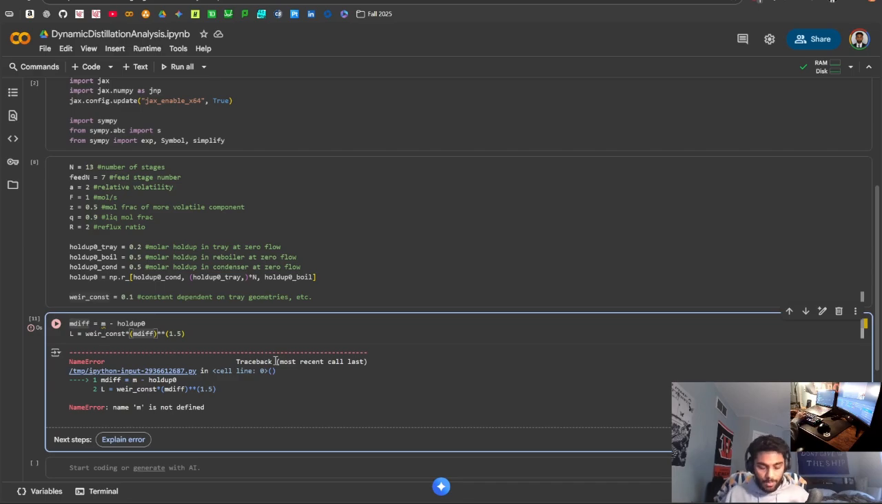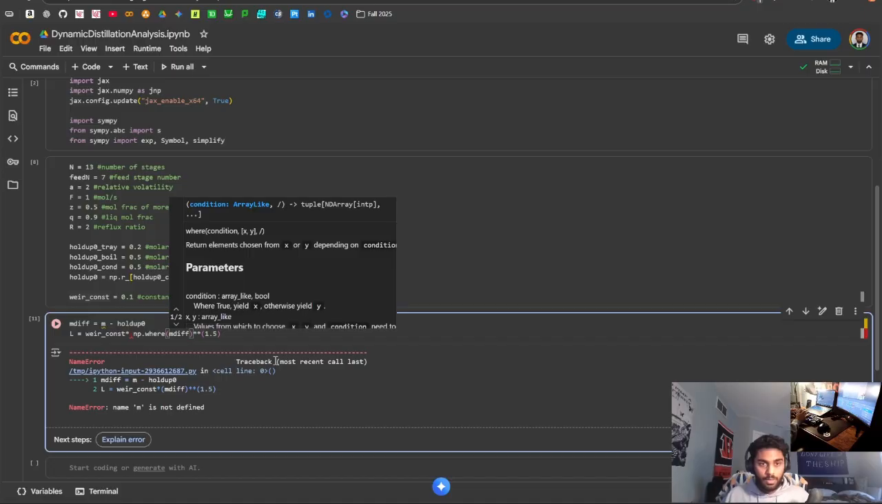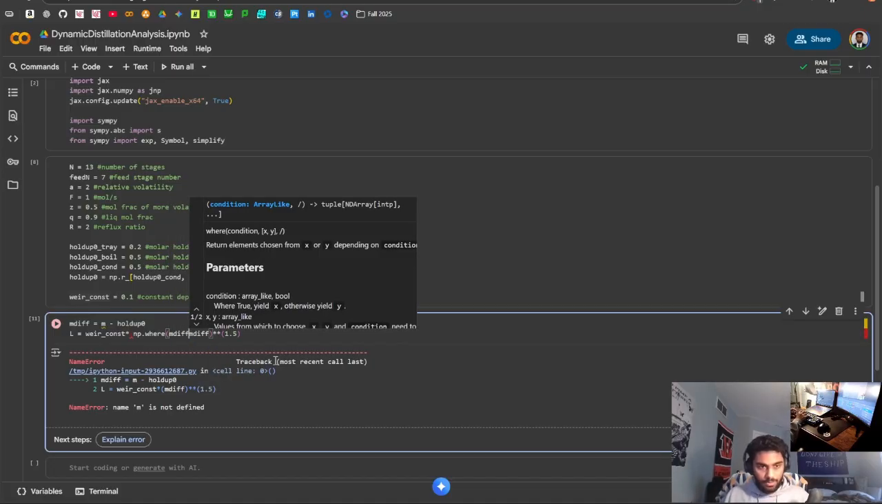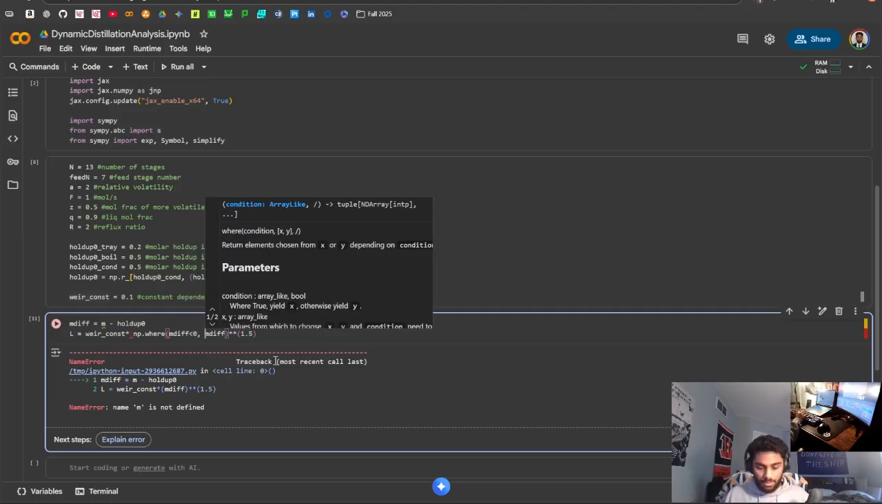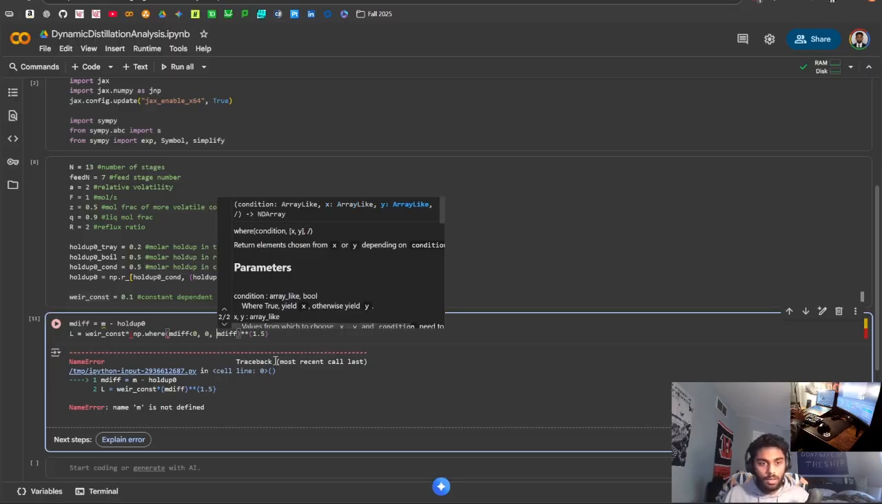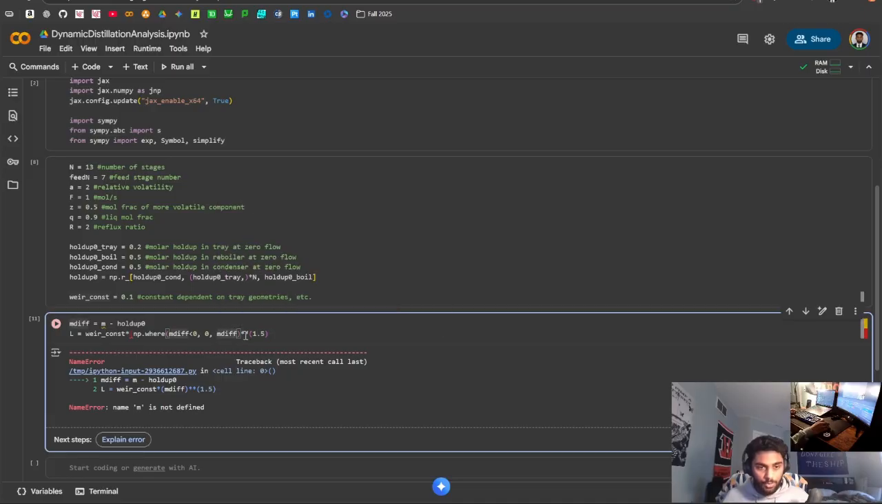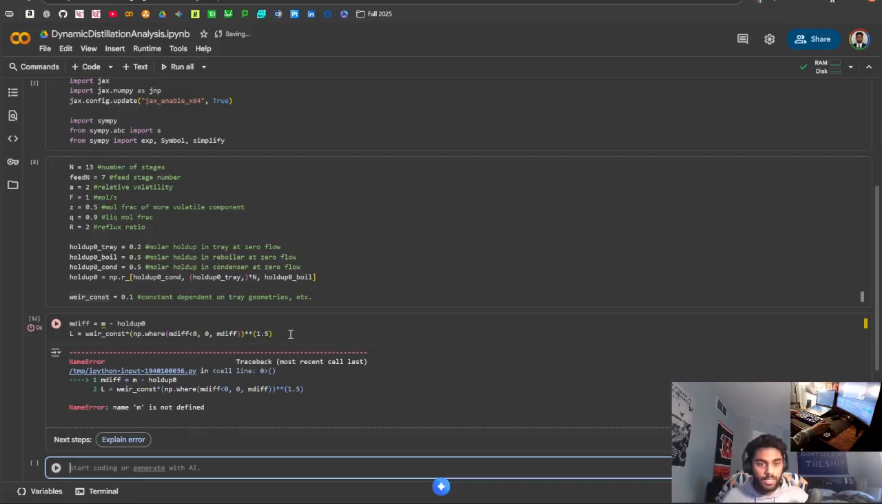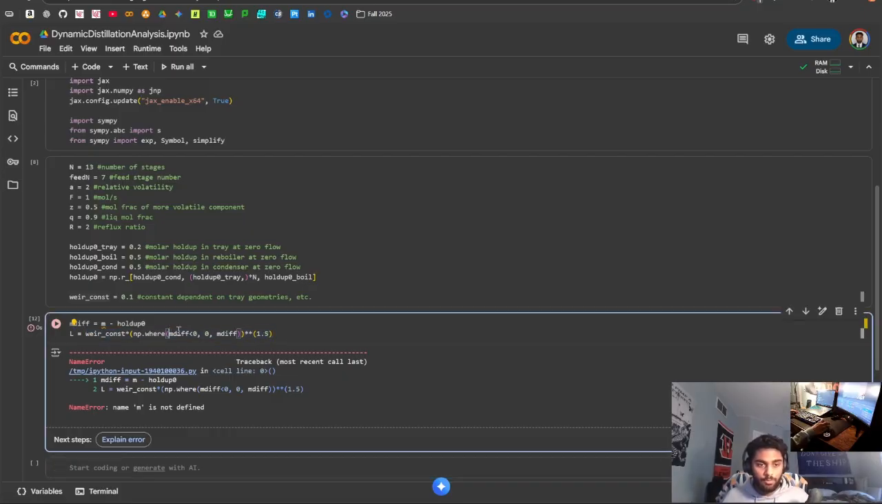So we can set up kind of an if statement. So first we'll say if mdiff is less than 0, then we just set that value equal to 0. There is no liquid flow coming out from that. Otherwise, we will just use the value for mdiff. So doing this should give us the right conditional for us to be able to calculate a liquid flow rate exiting the tray in question.